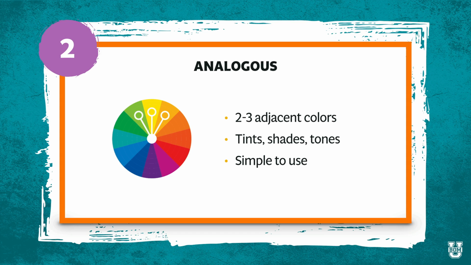Next up, you have analogous color schemes. This is when you're going to have 2 to 3 adjacent colors on the color wheel. And again, incorporating tints, shades, and tones, because that gives you a wider gamut of options to choose from and gives you just a different overall tone to the color. This is relatively simple to use. It can be challenging, but typically these colors are very harmonious and don't clash with each other.